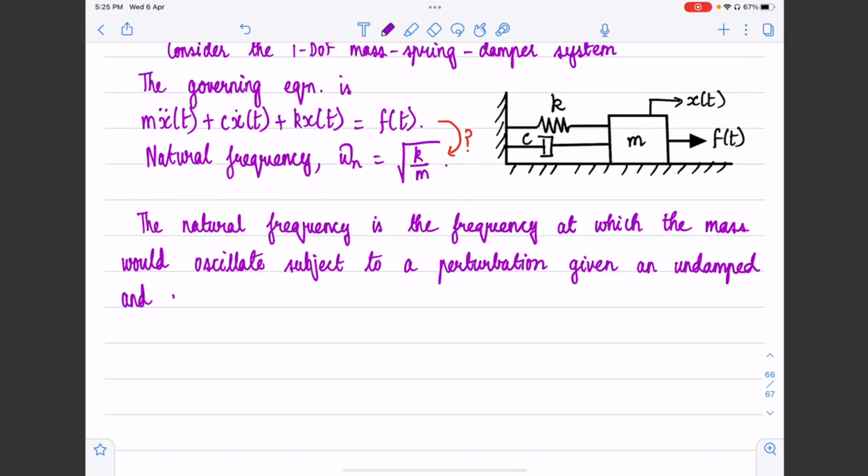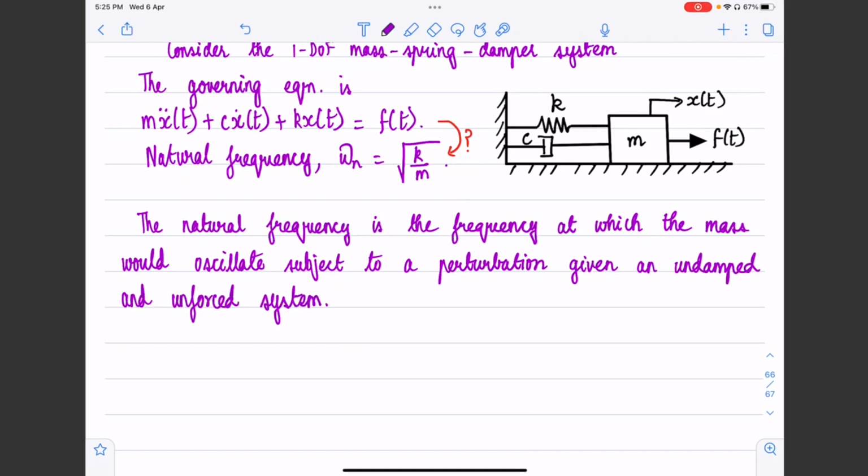Okay, so if you want to visualize natural frequency, that's why we would have typically considered a mass and a spring, right? We will say, hey, look, just pull the mass and leave it, it will keep on oscillating forever with the natural frequency, right? So that's the definition of natural frequency.